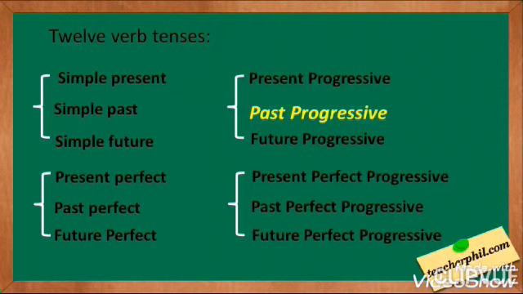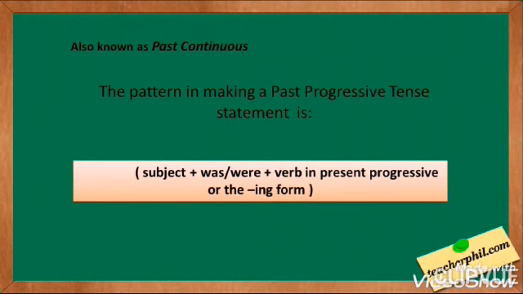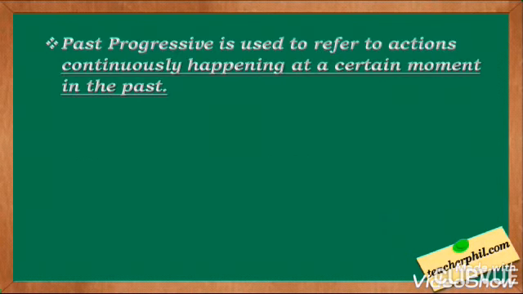Hello everybody, today our grammar lesson is about the past progressive tense, or the past continuous tense. What is the pattern in making a past progressive tense? Put the subject plus was or were plus verb plus ing.